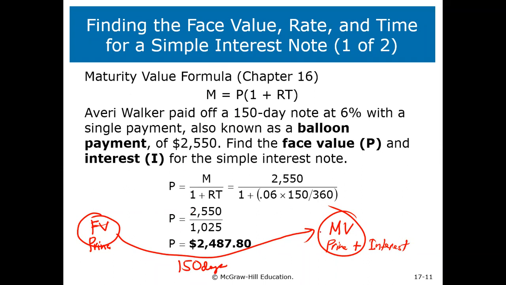If this was a simple discount note, then we borrow the face value, but we only receive the proceeds, because from the face value we subtract the interest. However, the maturity value will only be equal to the principal. There will be no more interest, because the interest was already deducted at the onset. So that's the simple discount. Here we're being asked for the simple interest note. Okay, so let's try to draw this.